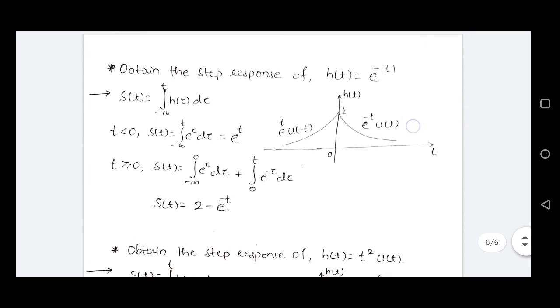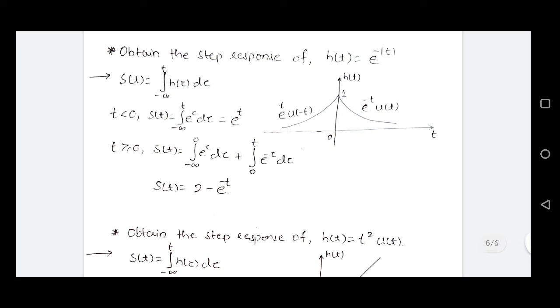Statement of the next problem is, obtain the step response of the continuous linear time invariant system whose impulse response is defined as h of t equals e to the power minus magnitude of t. Now, because of this magnitude, t will be both positive as well as negative, and the nature of this impulse response has been drawn on the right hand side. H of t will be a two-sided function now.